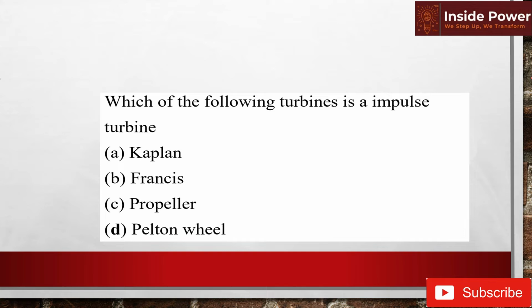Which of the following turbines is an impulse turbine? Kaplan turbine, Francis, Propeller, Pelton wheel. Pelton wheel is the correct option because it has low speed but high head. Otherwise all the other turbines are high speed turbines, or reaction turbines we can say.